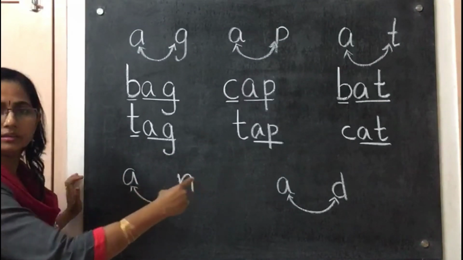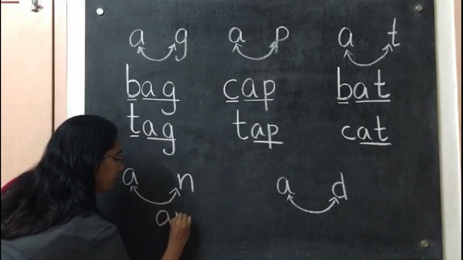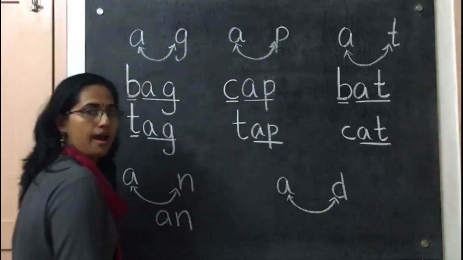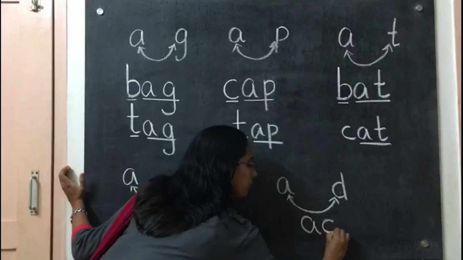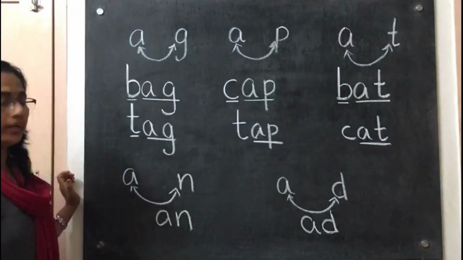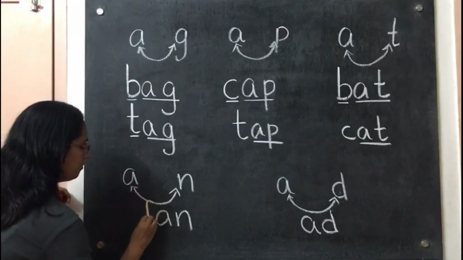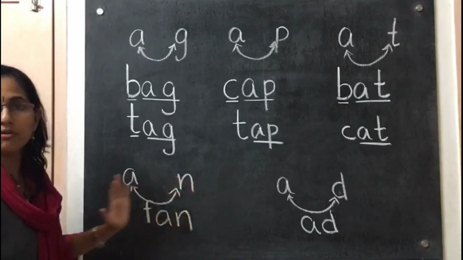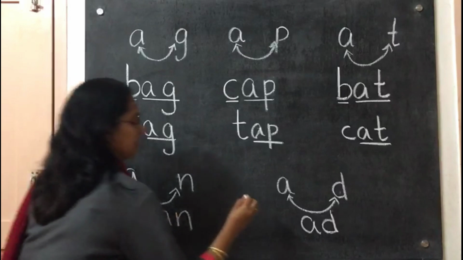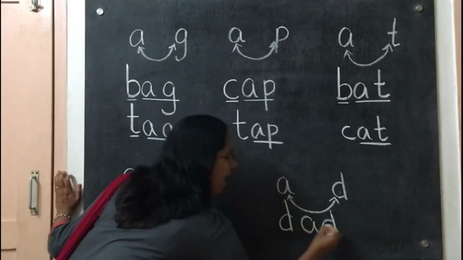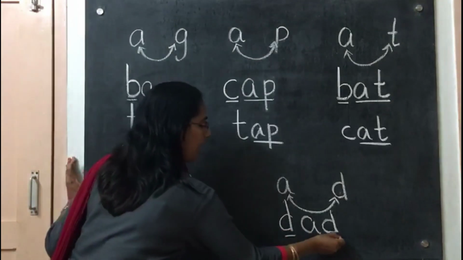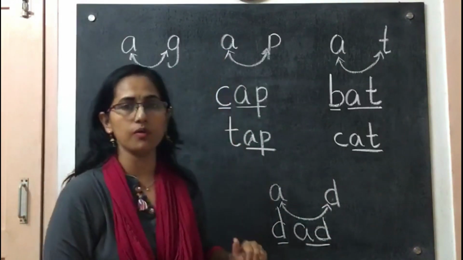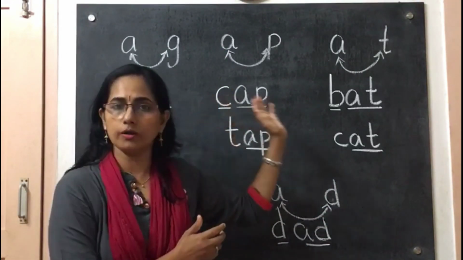An, and. Now I'll join fan, dad. After introducing these 3-letter words using the A vowel, you can show the pictures related to all the words.